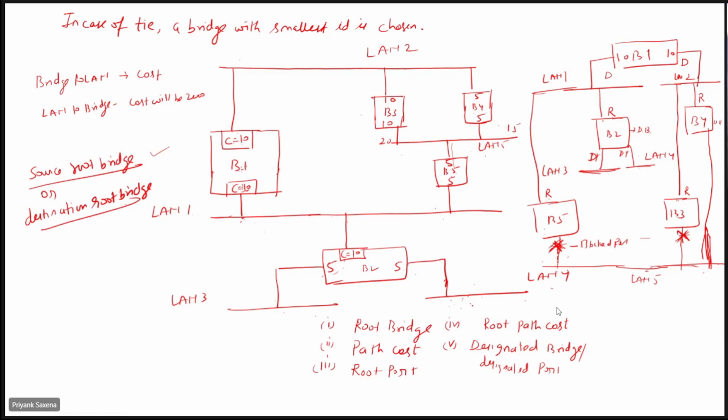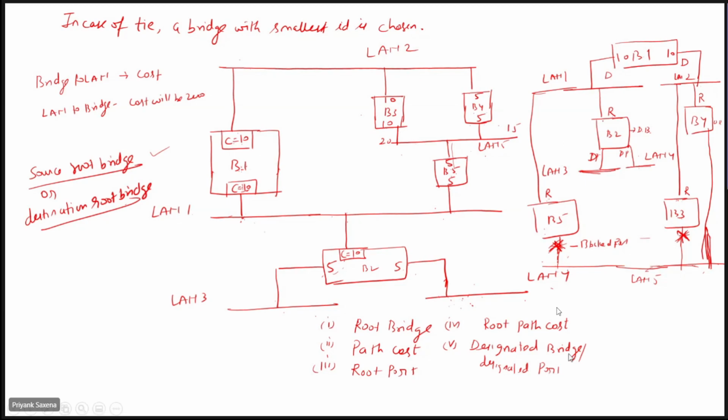Root path cost. Root path cost means, suppose you are moving from this LAN 3, what is the root path cost? It means the cost to reach the root bridge. The cost associated in reaching the root bridge is called the root path cost.